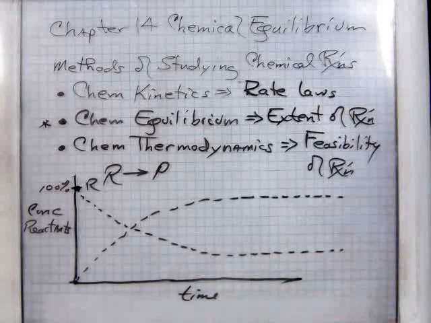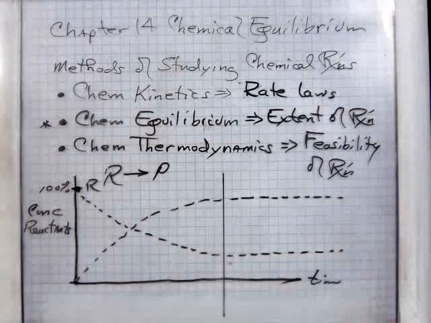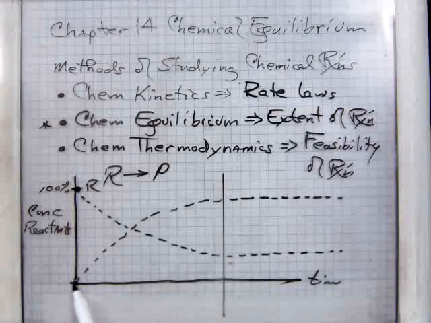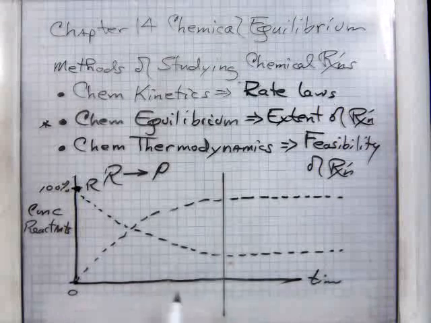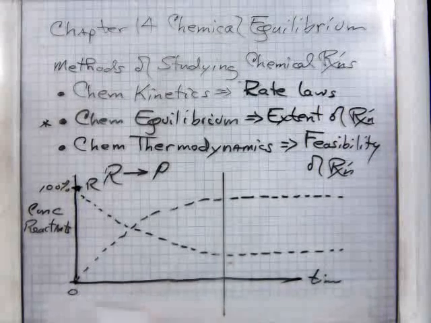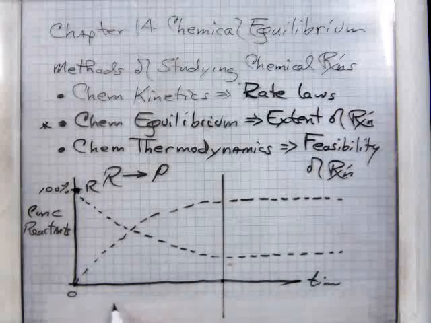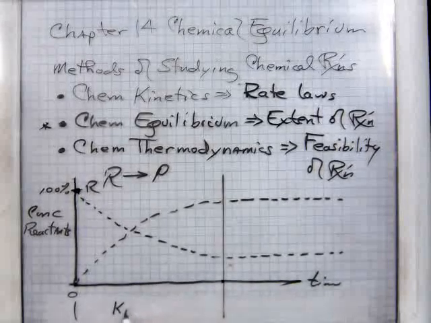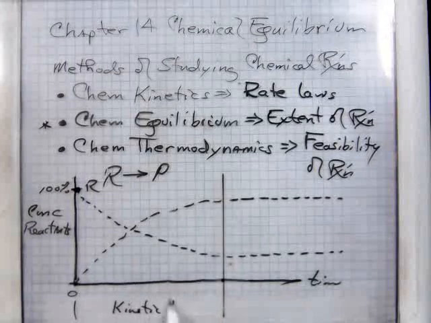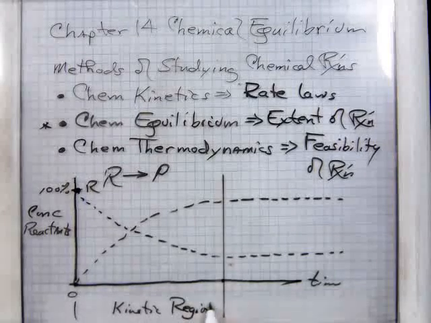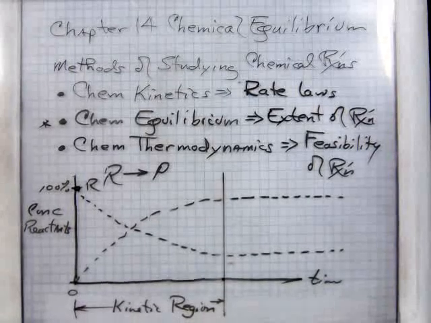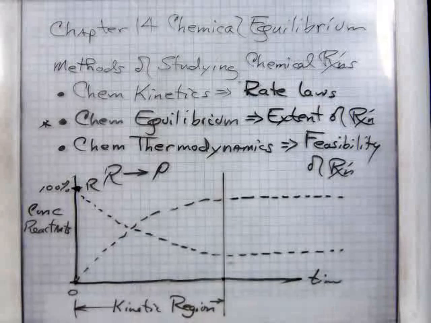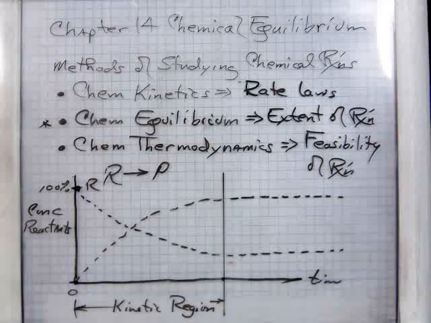Well, this can be divided into 2 parts. From this point where we start at 0 time to wherever, time-wise, from here to this line is called the kinetic region. And it is the kinetic region and applies to the rate laws that we've studied, concentration, rate averaging, coefficients, and decay curves, and what have you.